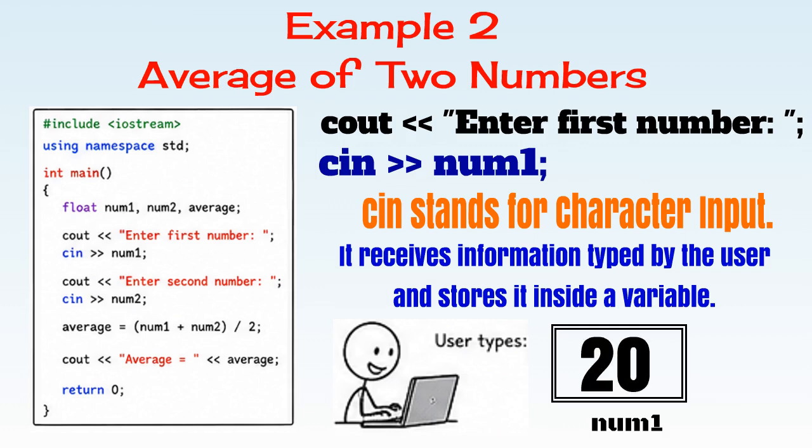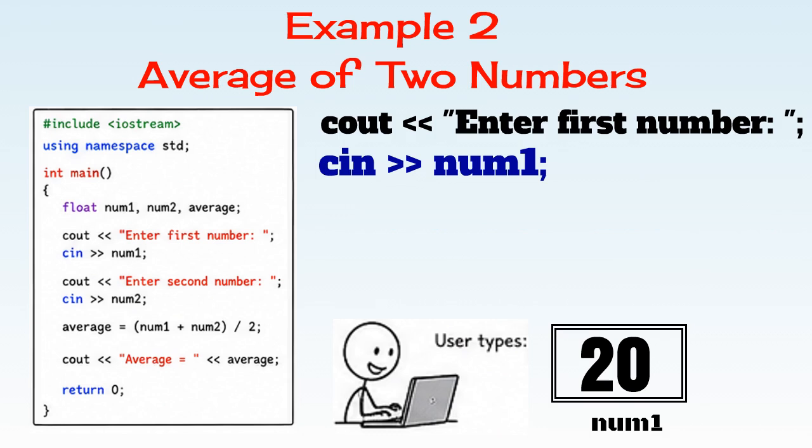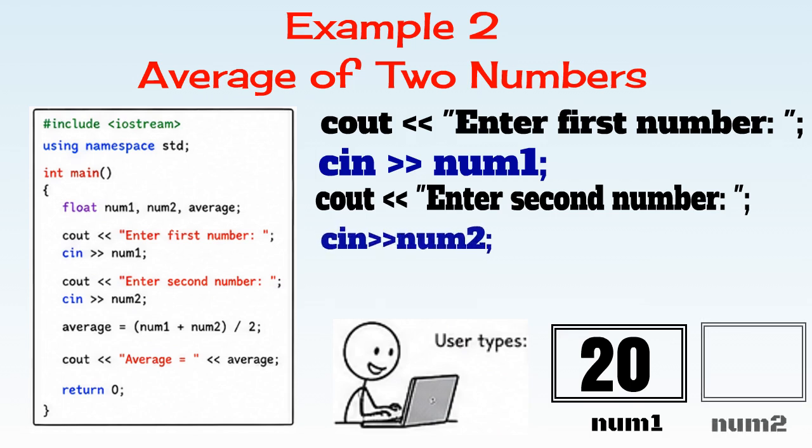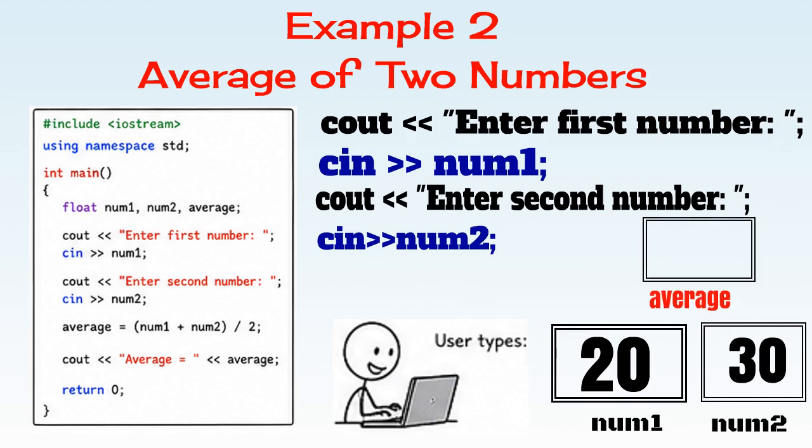Okay, so if the user types the number 20, the question mark in our visual diagram's first box disappears, replaced by a 20. Exactly. The program then repeats this interactive loop for the second number, prompting with cout, pausing for cin, and writing the input into the num2 memory block. Let's assume the user inputs 30 this time. Okay, 30. We now have 20 stored in num1, 30 stored in num2, and our average block remains totally empty in RAM. The memory's populated.